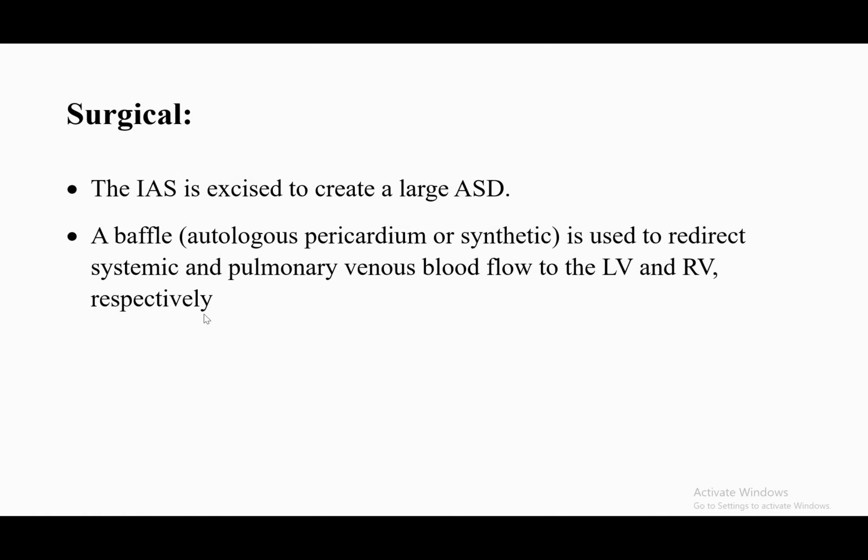Surgically, the interatrial septum is excised to create a large ASD. So we remove the interatrial septum, and then a baffle is made, autologous pericardium or synthetic, and is used to redirect the systemic and pulmonary venous blood flow to the left ventricle and the right ventricle respectively.